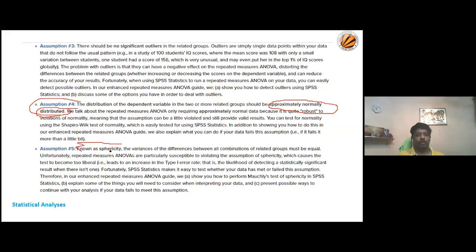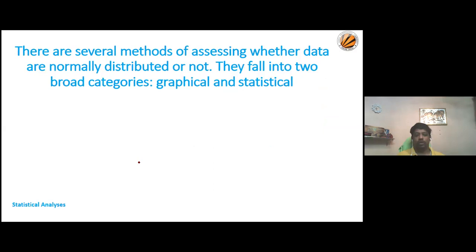Again, you don't need to calculate this manually; your SPSS will do it for you. So these are the assumptions your data should meet before applying your ANOVA, right? So this is your working assumption.